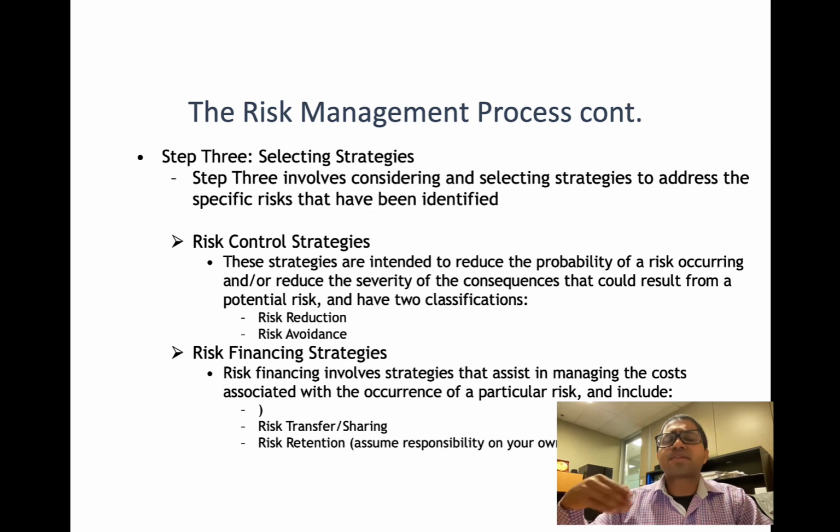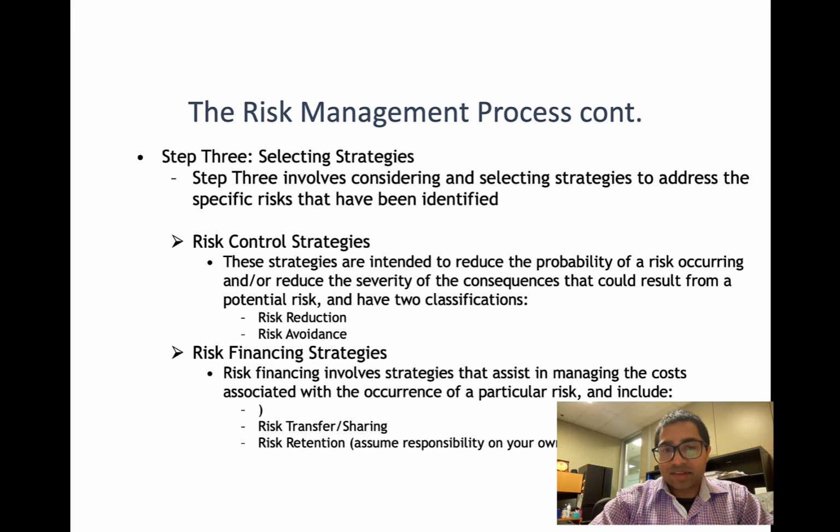The second risk control strategy is risk avoidance. So what is risk avoidance? Risk avoidance means that you do not drive at all. So if you don't drive a car, then the risk of facing an accident goes down. So risk avoidance is nothing but not driving a car.